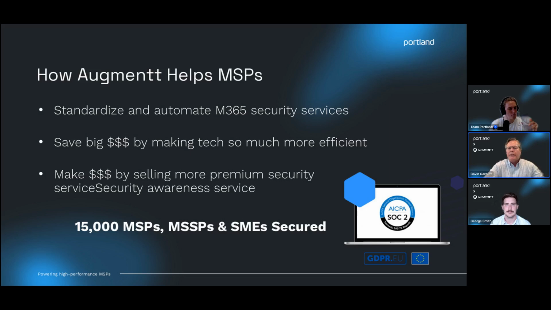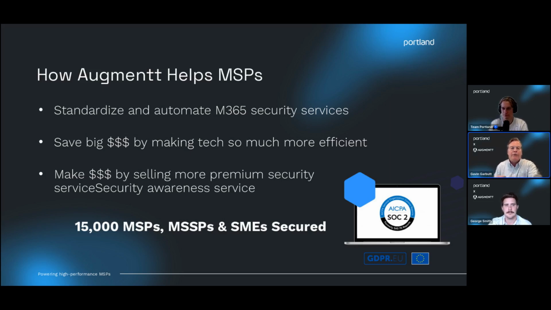The whole point is, you know how much time your techs spend managing, securing, and administrating M365 across your customer base. We want to help you dramatically improve your profitability, save a ton of money by helping your techs be way more efficient, and help you sell more premium Microsoft security by leveraging audits and reporting to show your customers exactly what's wrong and why they need your premium security services.